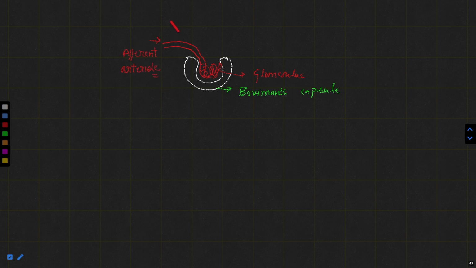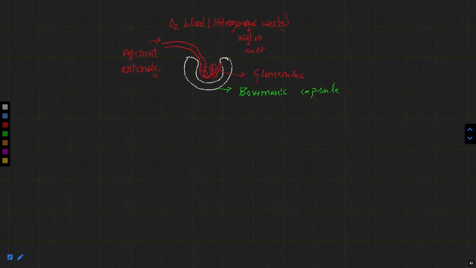Alright, so this carries what? Oxygenated blood. It also carries what? The nitrogenous waste. It also carries the waste product. And how are these waste products formed? These are formed by the metabolic processes or the biochemical reactions that are going on in the living organism. Apart from this nitrogenous waste, it also contains water. It also contains nutrients and glucose as well, some minerals, some salts.